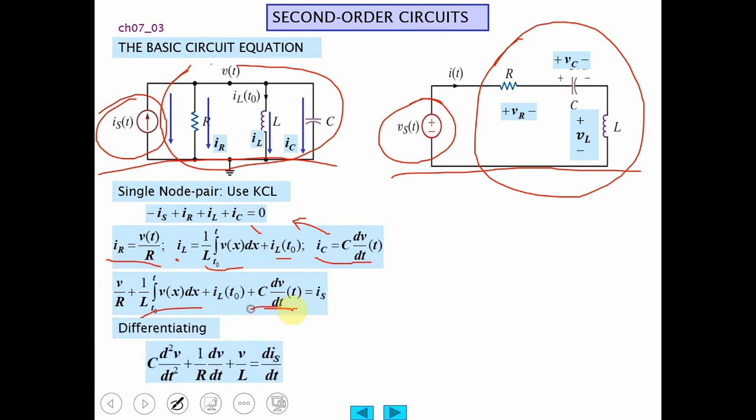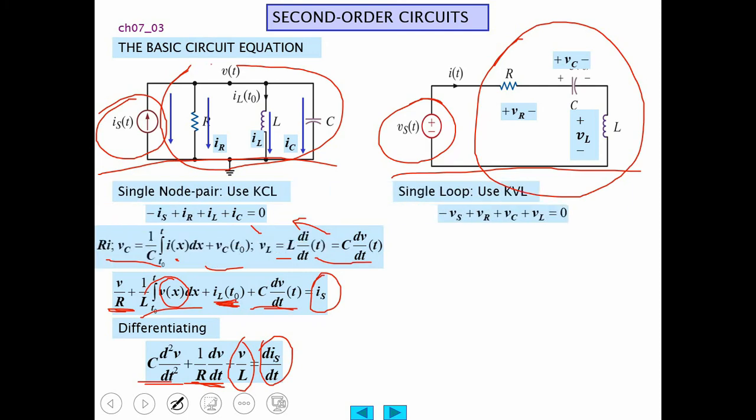So we've got C d squared v dt squared, plus 1 over R dv dt, plus 1 over L V, equals the derivative of this side. This is a constant. It's the current flowing at the original time. It's a constant. The derivative will be equal to 0.